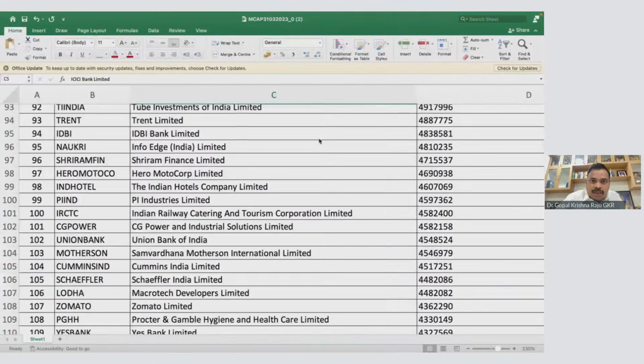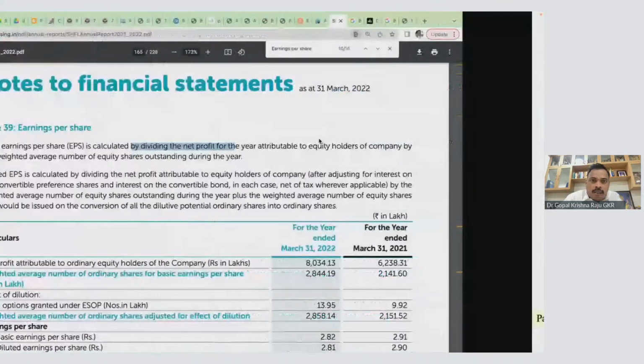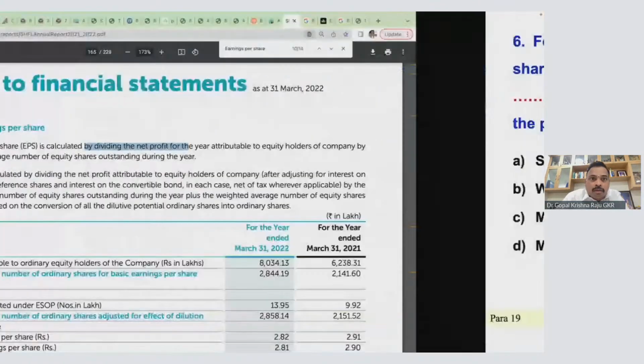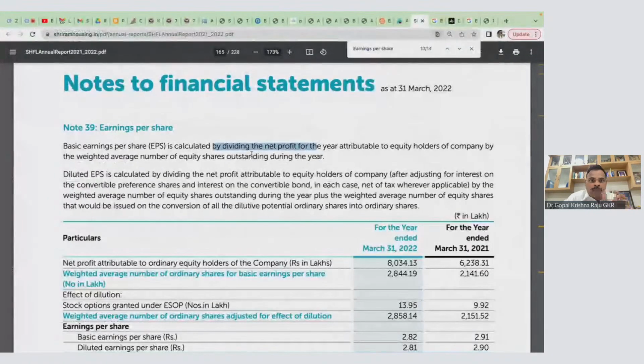Now look at these questions. I'll take you to one of the questions. How are you going to calculate this basic EPS? Net profit after taxes, which is attributable to equity, divided by the weighted average number of equity shares. So how do you calculate this weighted average? I'll be doing one or two questions on this.